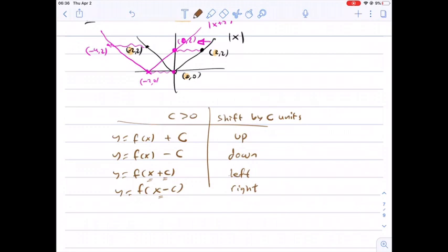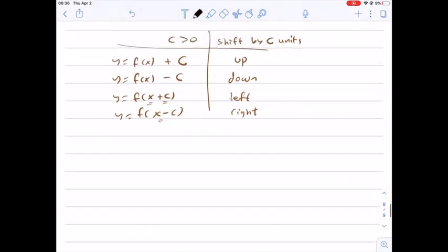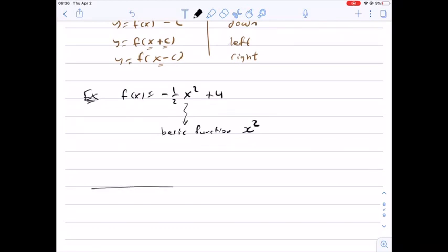Okay, let's take another example, or the last example in this video. If we have this function f of x equals negative 1/2 x squared plus 4, and we want to graph this function, now we ask ourselves, what is the basic function? The basic function is x squared. So let's graph x squared here. This is the graph of x squared. And then we multiply it by negative 1/2.